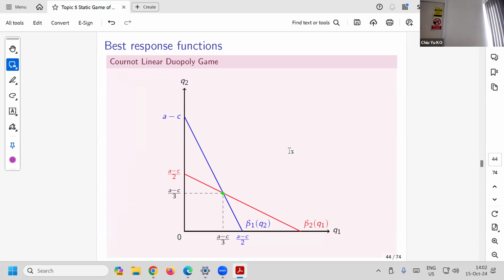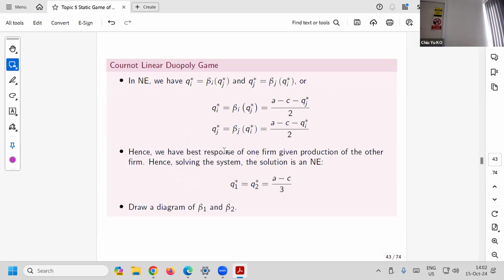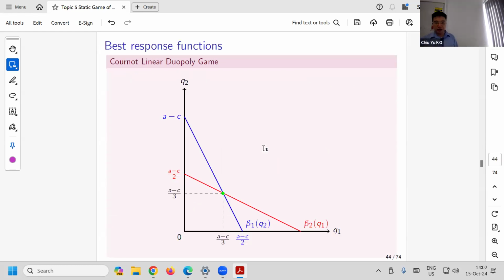And if we ask q1 is 0, what do we have? If this is 0, this is a minus c, because you get a minus c minus q2 equal to 0. And this is linear, so as long as you get one point, you get the other point, a straight line. You can impose the same symmetry for firm 2: (a minus c)/2 and a minus c. And the only intercept is here, which is (a minus c)/3. So that's the equilibrium. That's how you should solve the problem, in the best response manner.